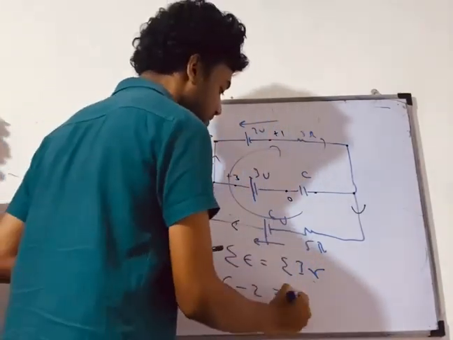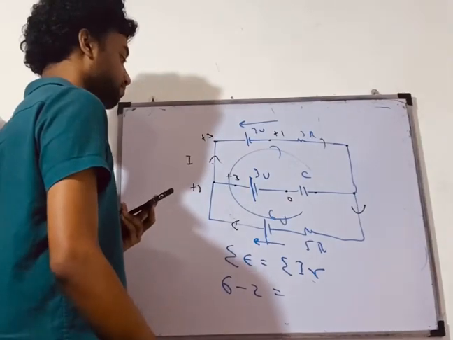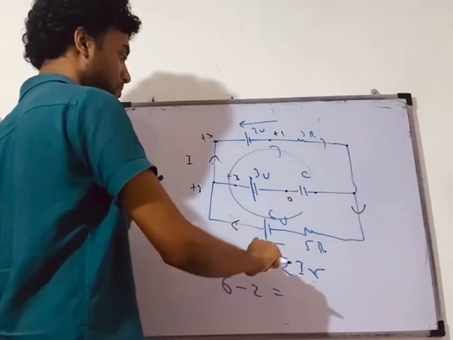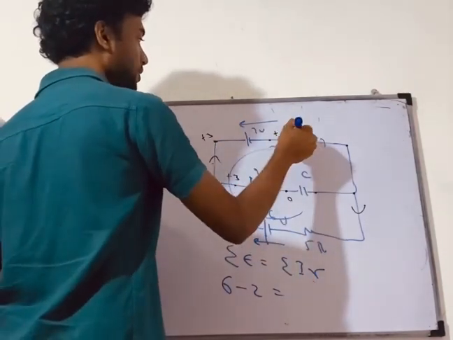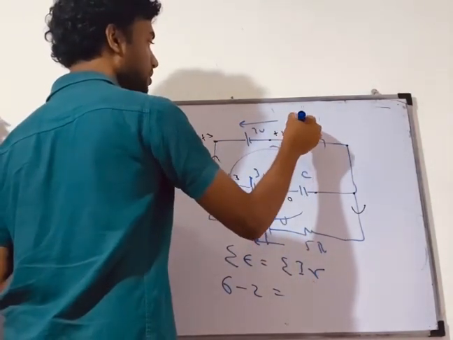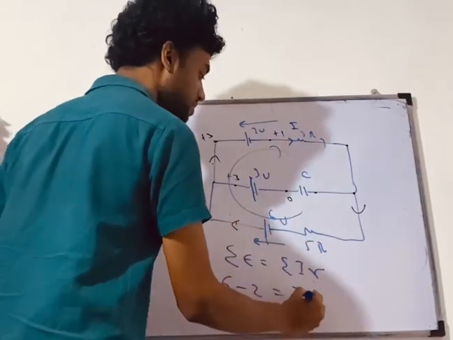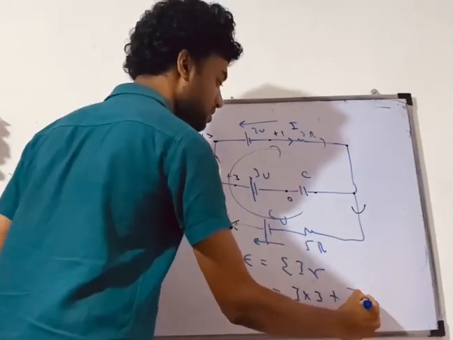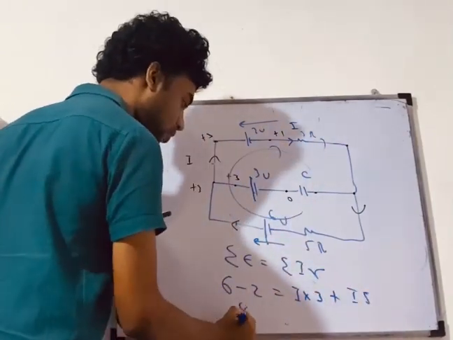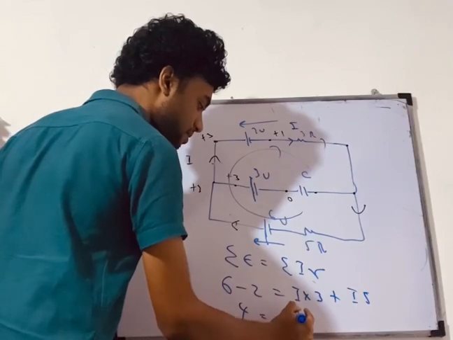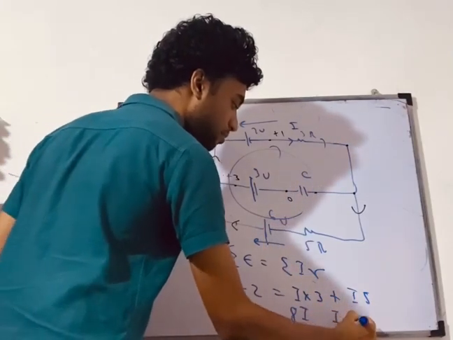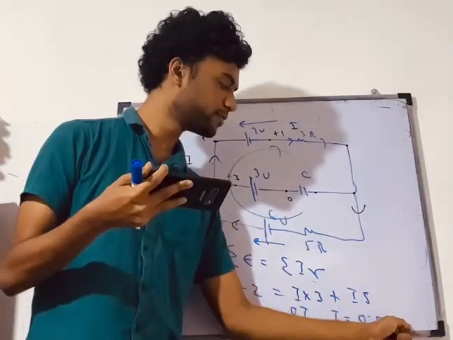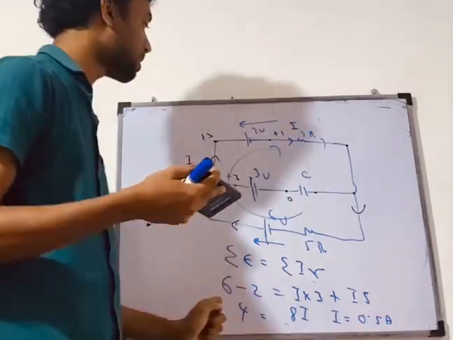Alright, what can I say? Sigma IR, right? So when you go like this, I have the current I. The current is I. So current I times 3 plus, when I go like this, current I times 5. So you get 4 is equal to what? 8I. So the current is equal to what? 0.5 amperes. Is that clear? So the current here is going to be 0.5 amperes. Right, so you found the current.